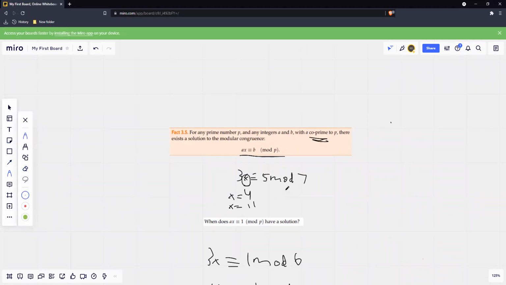So basically, the solution is x is congruent to 4 modulo 7. And if we keep on trying all values, x can be 4, 11, 18, 25, and then say 75. 75 is congruent to 5 modulo 7, because 7 times 10 plus 5 is equal to 25 times 3.